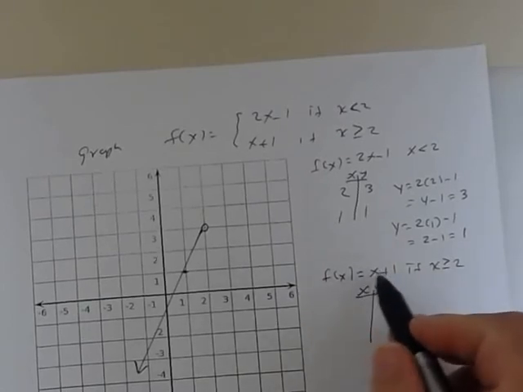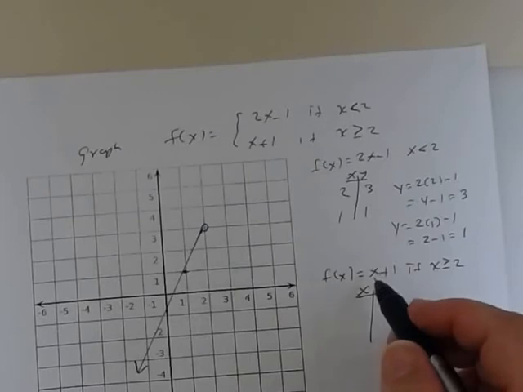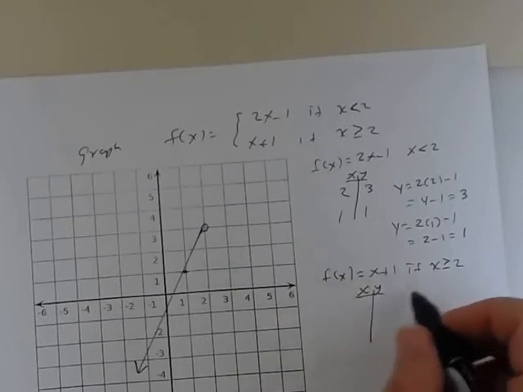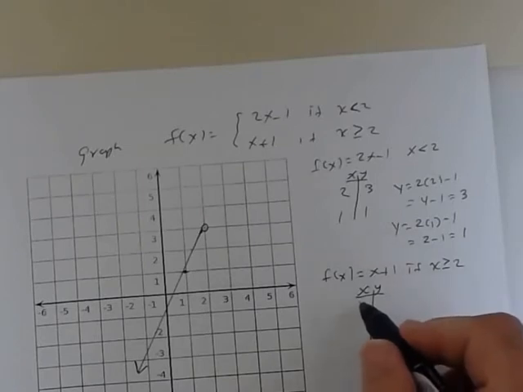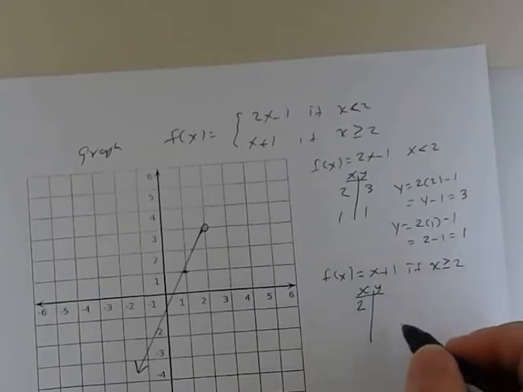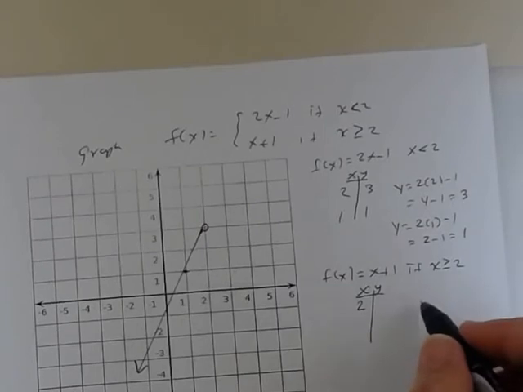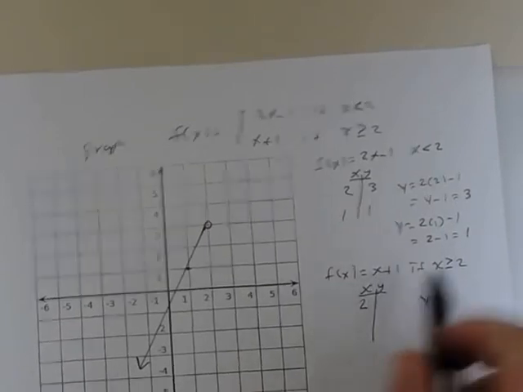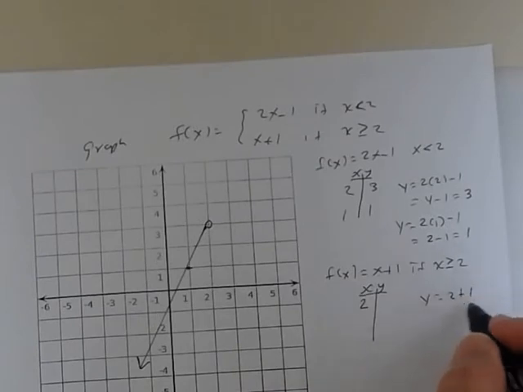Remember, this is a line. These are linear, so you just need 2 points to draw a line, right? Just need 2 points. So what number must I use? 2. I must use this number. If x is 2, y equals x plus 1. What's x? 2. 2 plus 1 is 3.